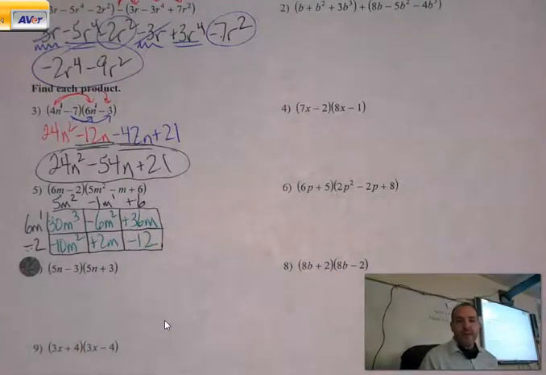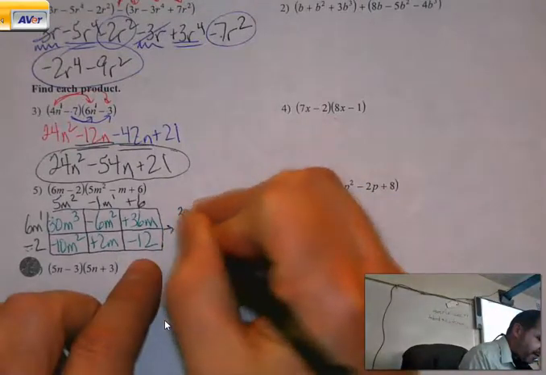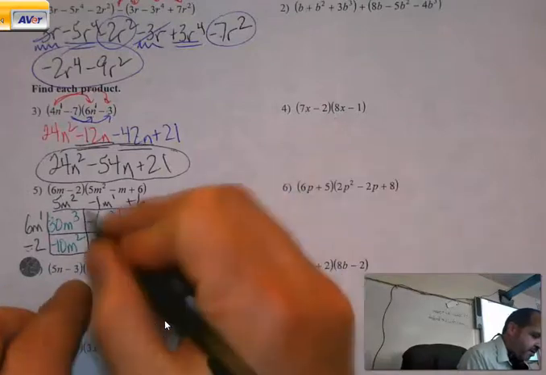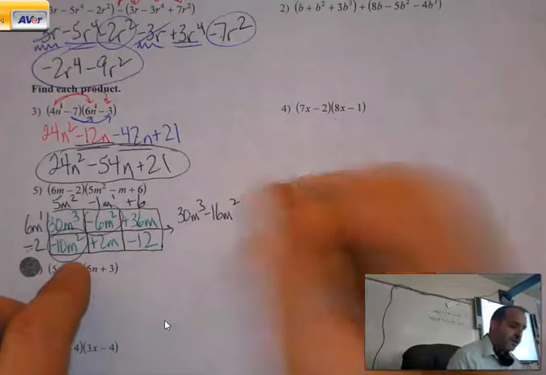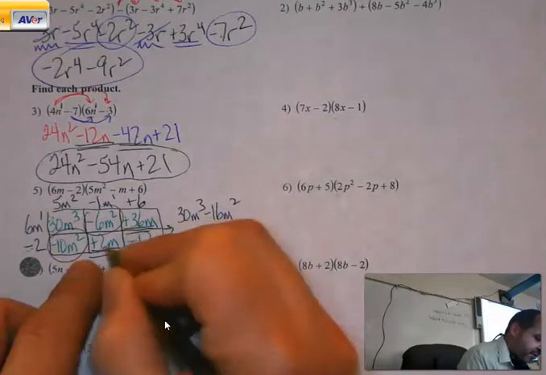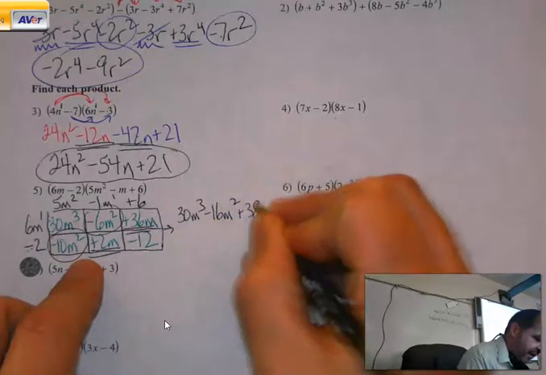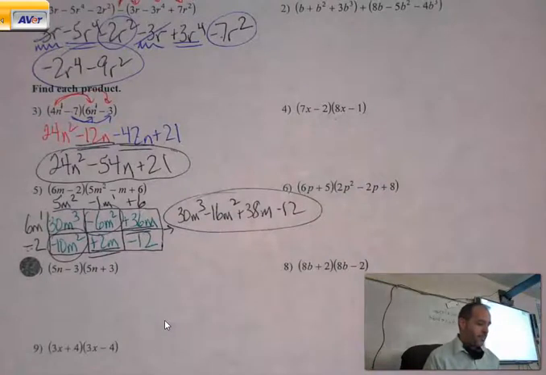And as we've said before, the nice thing about the box is now everything's organized for us with like terms. 30m to the third minus 16m squared, because all I'm doing is adding now. 36 and 2 is 38m minus 12. And we're done.